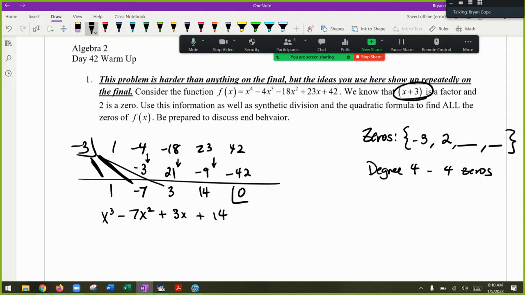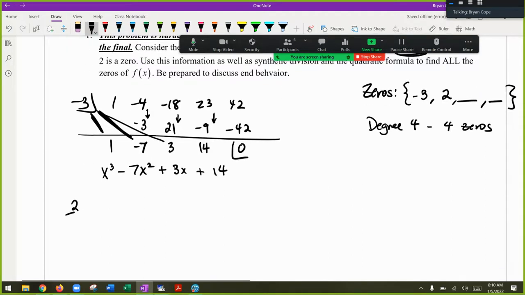So we've got to do synthetic again using the other 0 that we've been given, okay? So let's now put 2 in the corner and use these new coefficients with synthetic, okay? Would you all do it, please, while I freeze the screen, and then we'll check our answers?